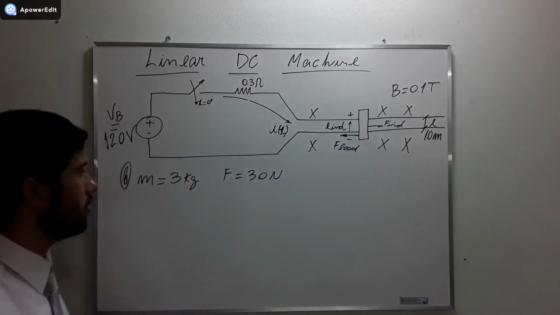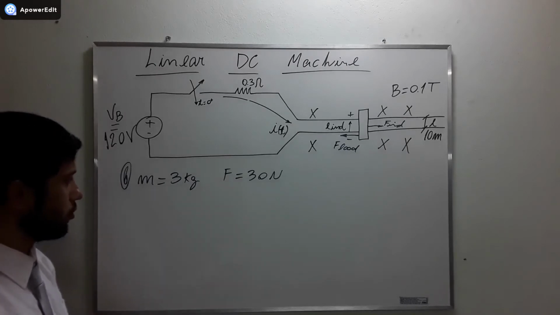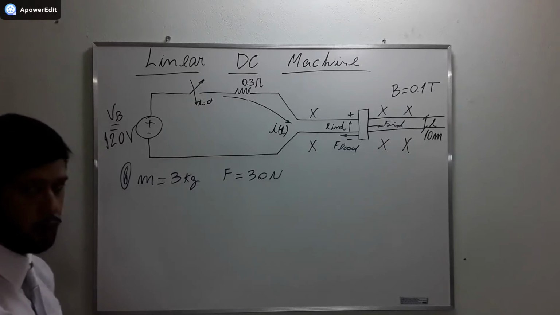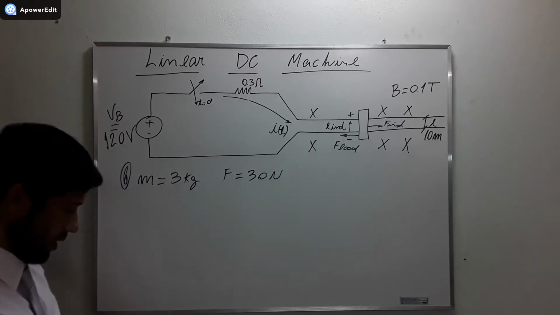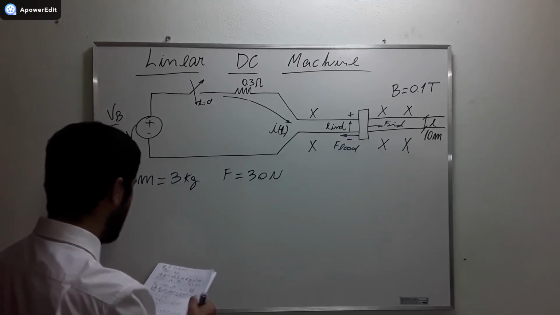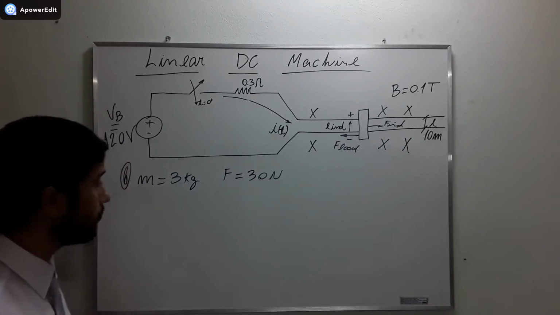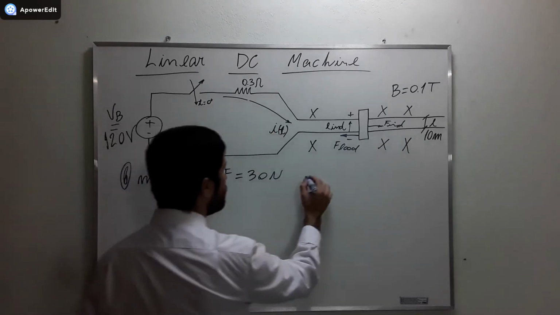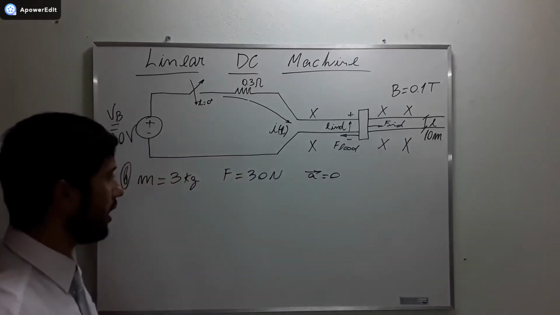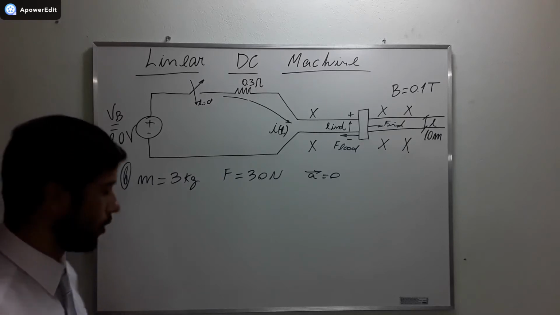Okay? Weight and force is the same. So the load is going to be 30 newtons, and we want to calculate the new steady state. The new steady state is going to be reached when we find that the acceleration is equal to 0. Okay? The acceleration is equal to 0 because we are in steady state. In steady state, the machine is not accelerating anymore.